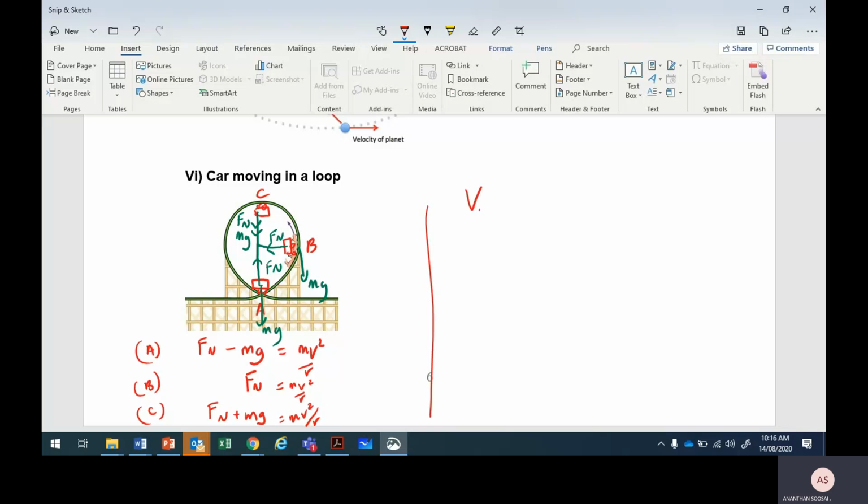Which point do you consider for V minimum? Consider the bottom, right? Oh, sorry, bottom or top. Consider the top point. Okay, so when it is V minimum, then what becomes 0? Yeah, Fn is 0. Good. The normal force becomes 0. The normal reaction becomes 0.